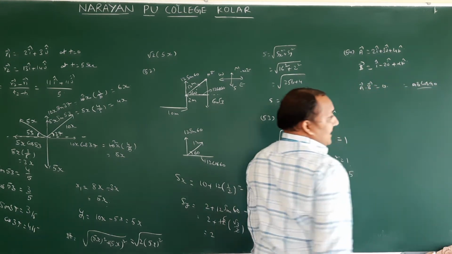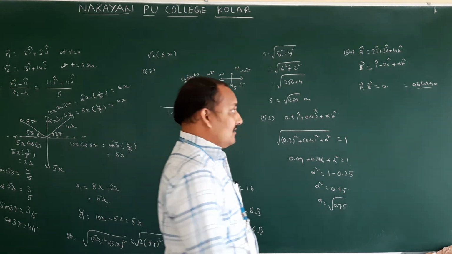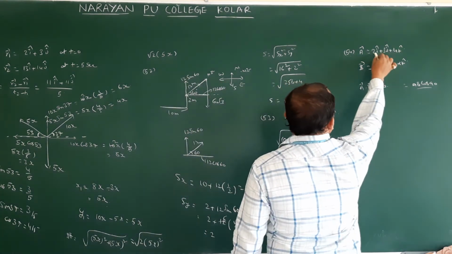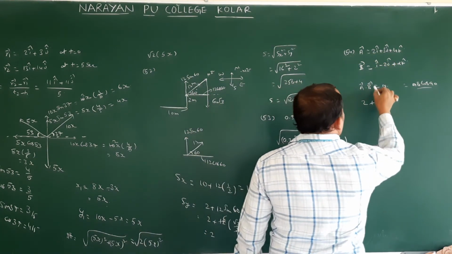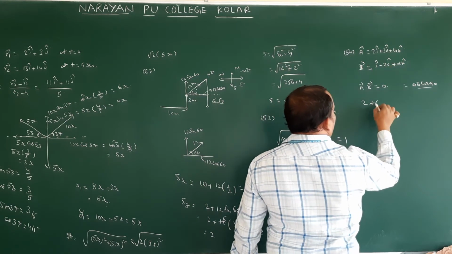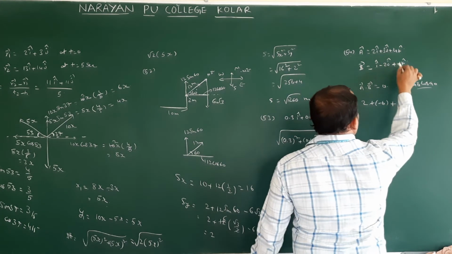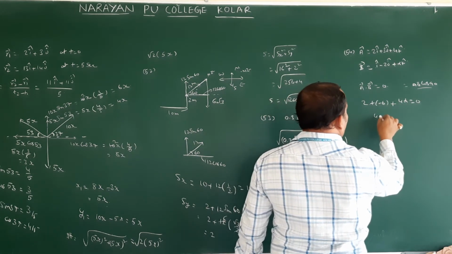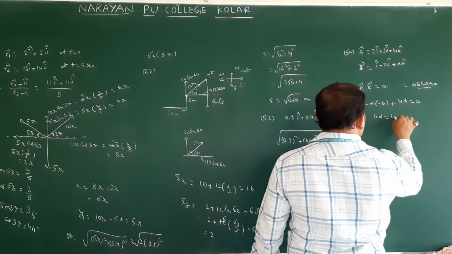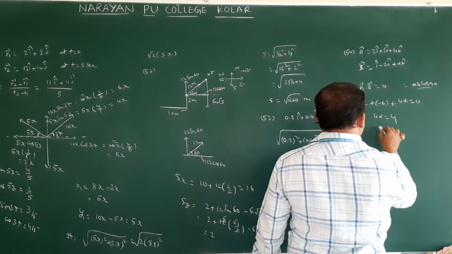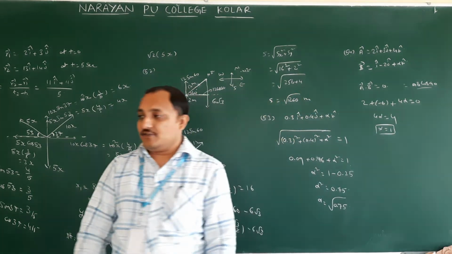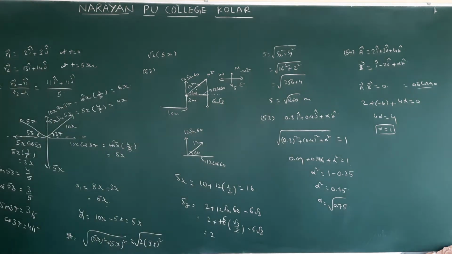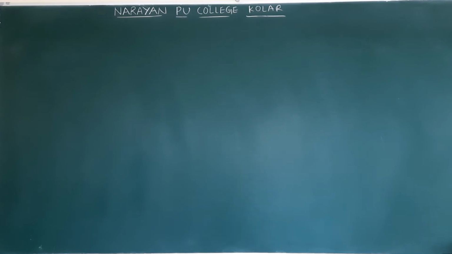AB cos 90. Already you discussed this one, the scalar product. So multiply 2 into 1, 2, plus 3 into minus 2, minus 6, plus 4 into alpha, 4 alpha, equal to 0. 2 minus 6 is minus 4. 4 alpha equal to minus 4 going this side, plus 4. Then alpha equal to 1. Alpha value is going to become 1. So that is nothing but option 1. Question 54 over, option 1 is correct.